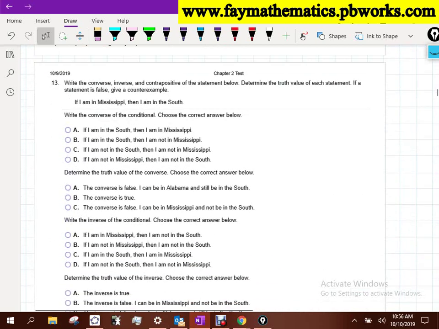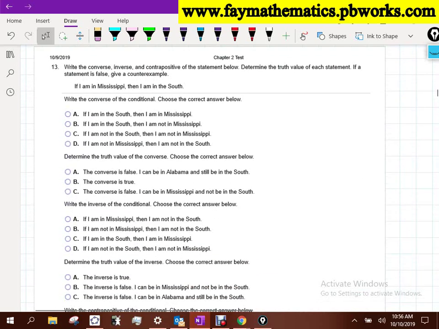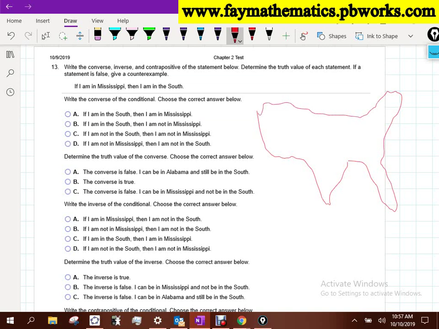Number 13. Okay, if I'm in Mississippi, then I'm in the South. I'm not very good at this, but we'll draw a rough sketch of the United States. Good enough. All right. We've got the North, we've got the South, and right here is Mississippi.